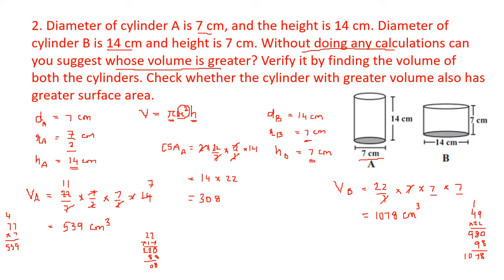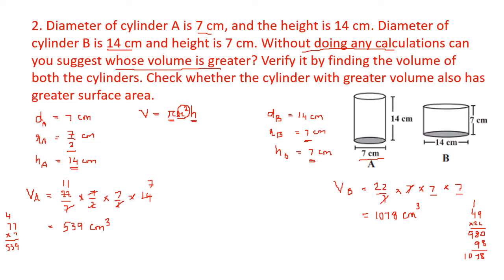Okay, but we have found the CSA. They have not mentioned the surface area. So I think we should go for the total surface area. So let us not do the CSA, but let us find the TSA, because they haven't mentioned what to find, so we'll go with the TSA, the total surface area.